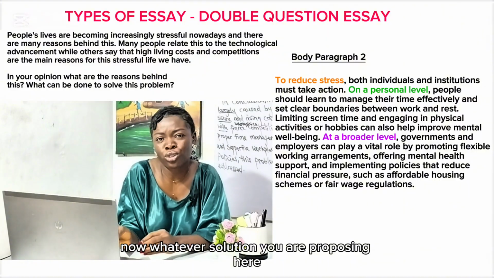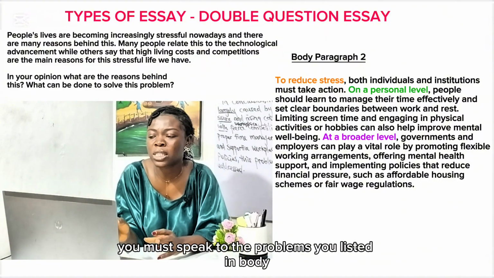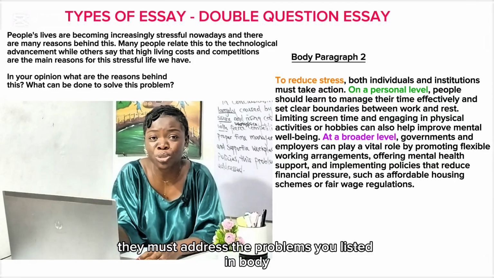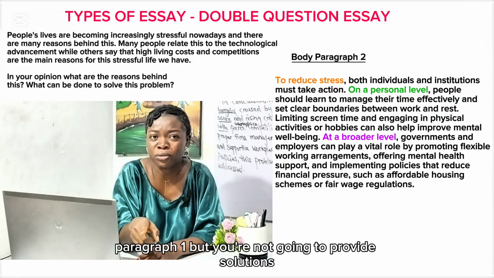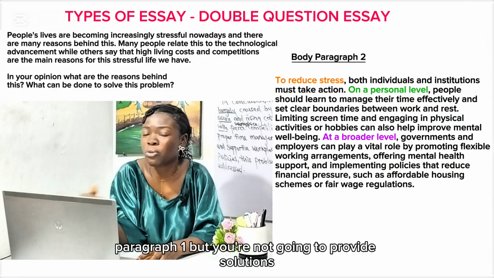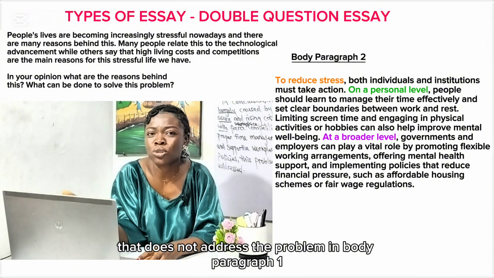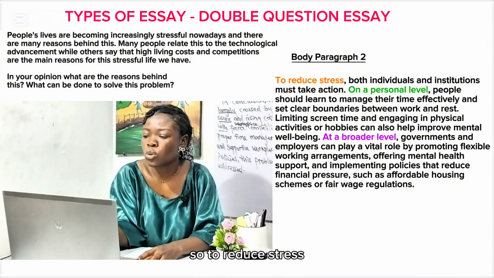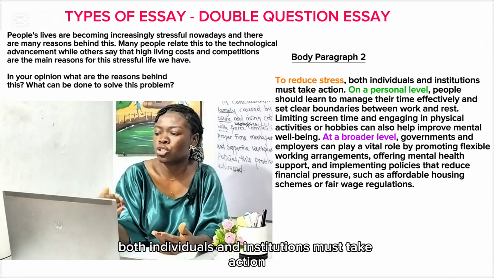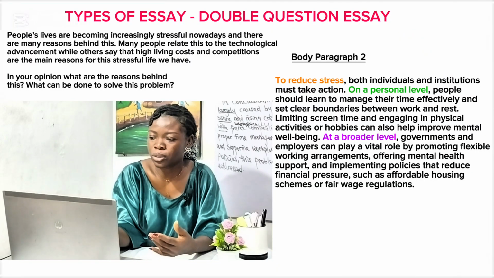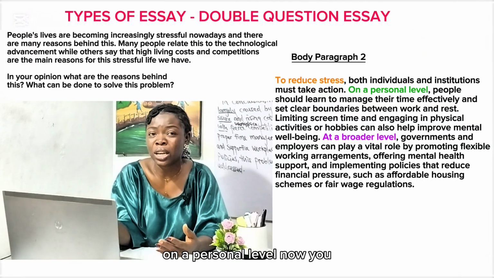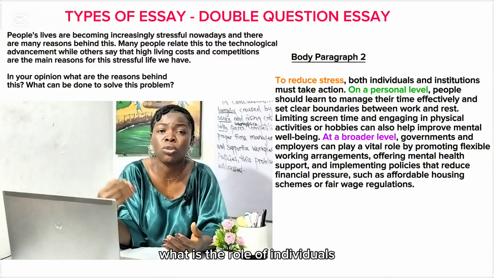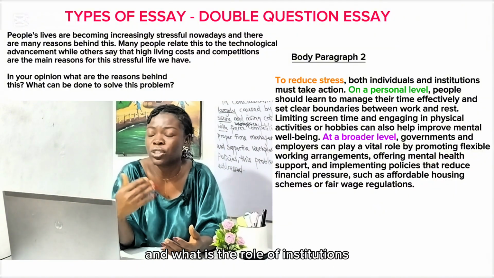Now, whatever solution you are preferring here must speak to the problems you listed in body paragraph 1. They must address the problems you listed in body paragraph 1. But you're not going to prefer solutions that do not address the problem in body paragraph 1. So to reduce stress, both individuals and institutions must take action. On a personal level, now that's your topic sentence, right? Now you're explaining what you mean. What is the role of individuals and what is the role of institutions?